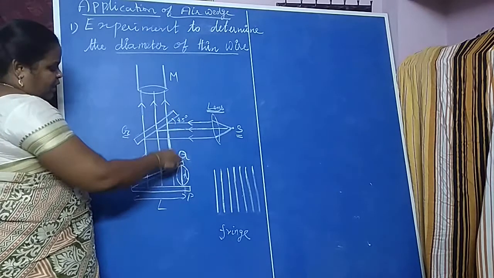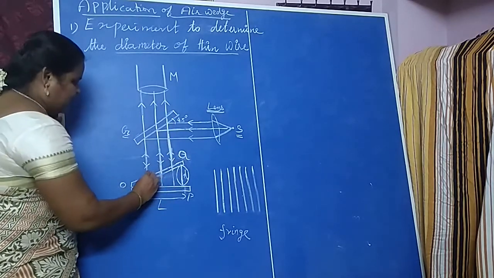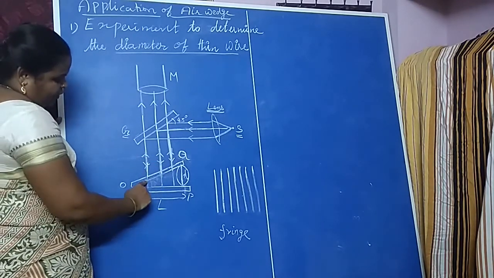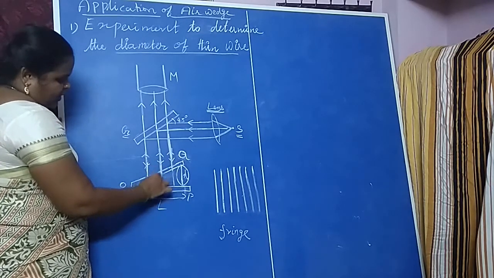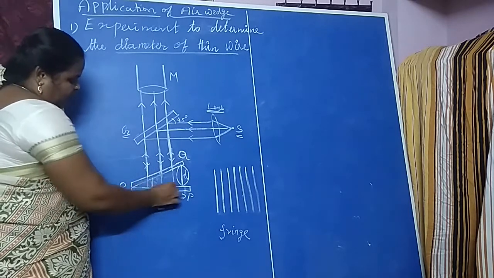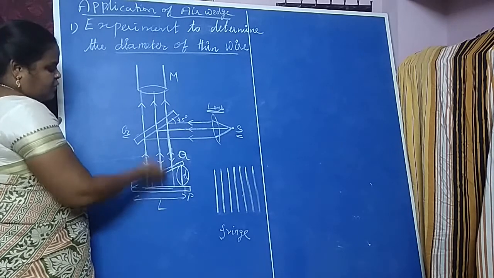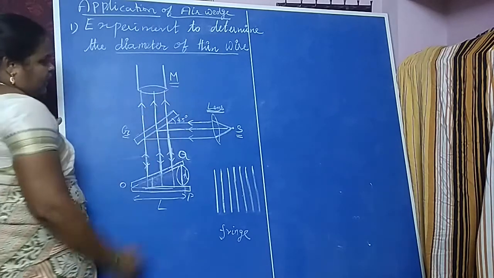that is, perpendicularly incident on the air wedge setup, so that the light gets partially reflected from the top of the air film, and another ray is refracted through the air film and reflected back again by the bottom of the air film. So we will get two rays. These two rays will interfere in the field of view of the microscope.